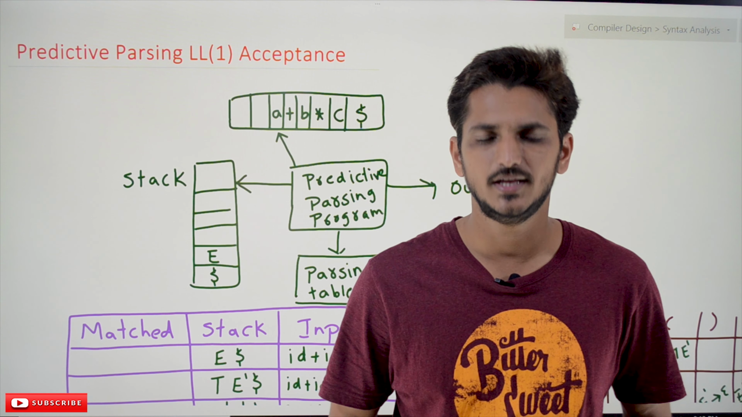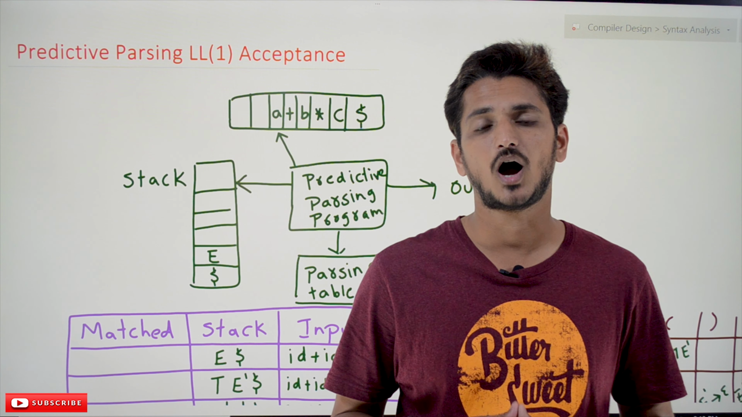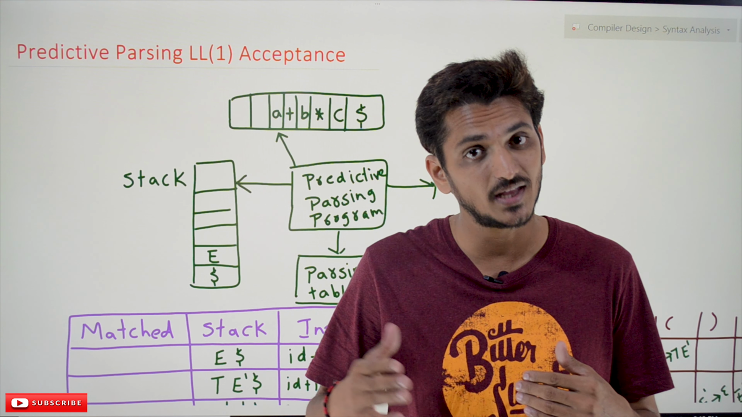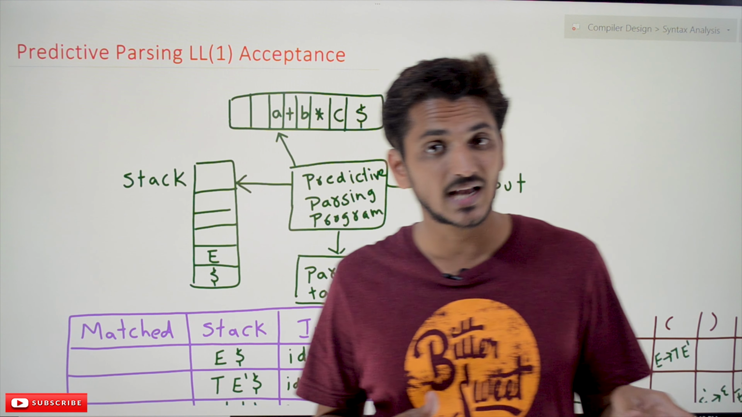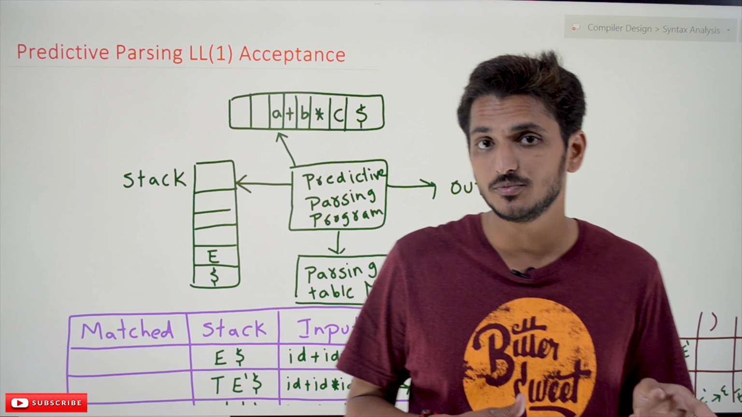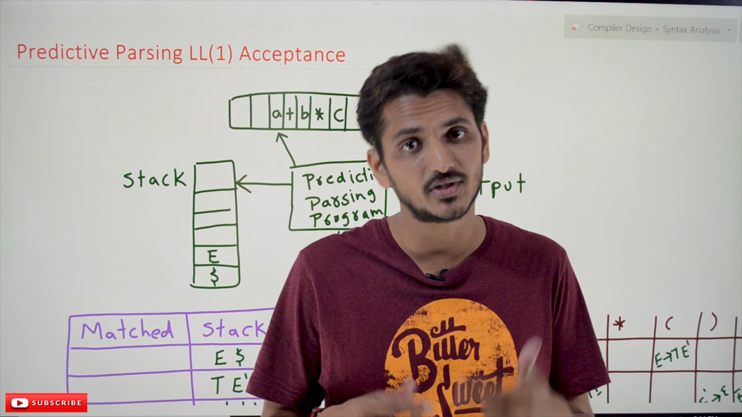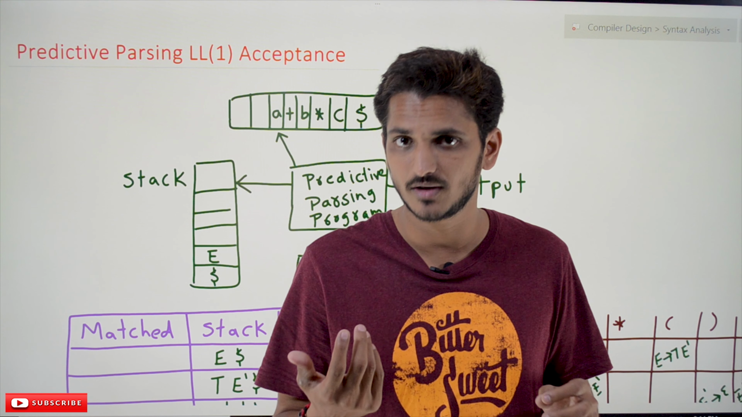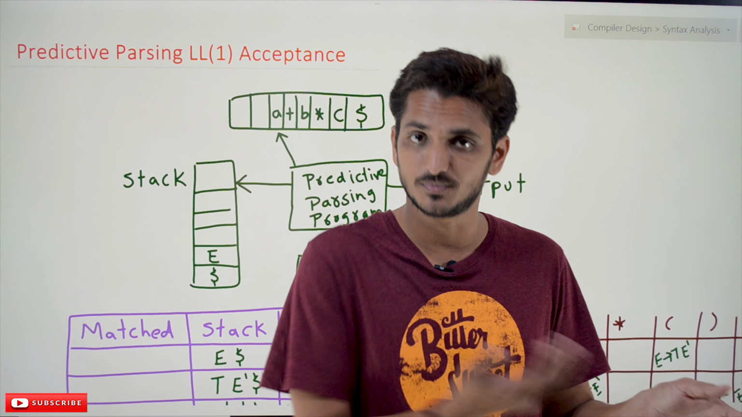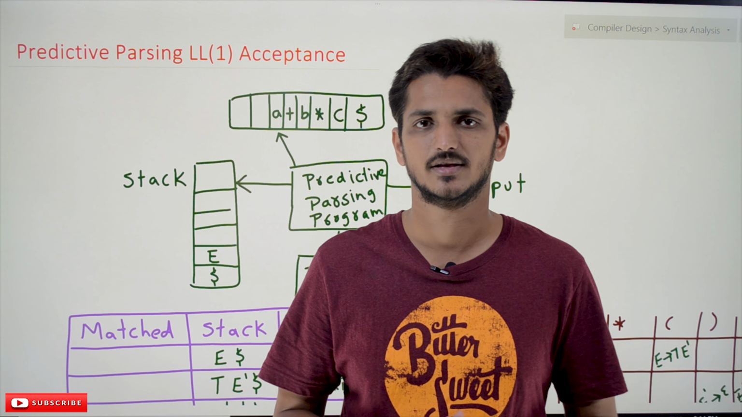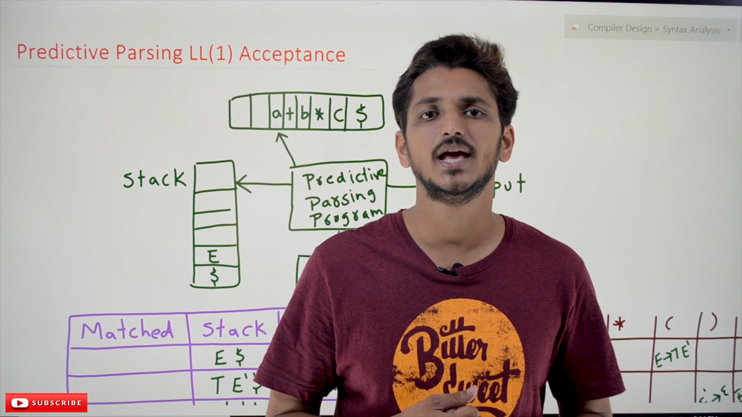I am Raghuveer. In this class, we will discuss how the LL1 parsing table is going to accept the input strings. In our previous class, we clearly discussed predictive parsing LL1 and how we need to construct the table. That was already discussed in our previous class. This is a continuation class. Please watch our previous class and come back here. The link for the playlist is provided in the description below.